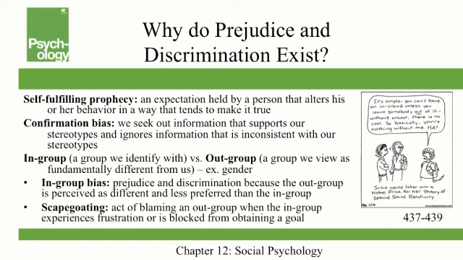And we can also have in-group and out-group bias. So in-group, that's the group that we identify with. Prejudice and discrimination, because the out-group is perceived as different and less preferred than the in-group. And we can also have scapegoating, and that's the act of blaming an out-group when the in-group experiences frustration or is blocked from obtaining a goal. And I guess I forgot to give the example of gender. And so we might say that would be an example of something like an out-group is people of the opposite gender, and in-group would be people we identify with.